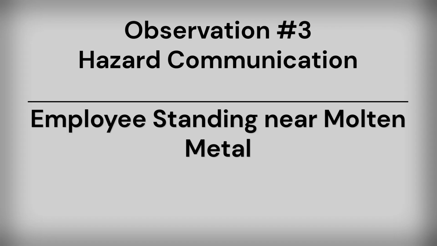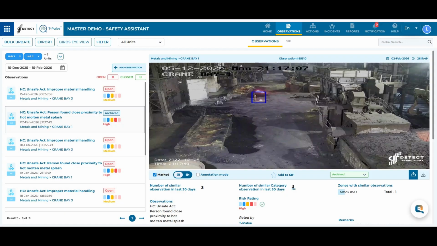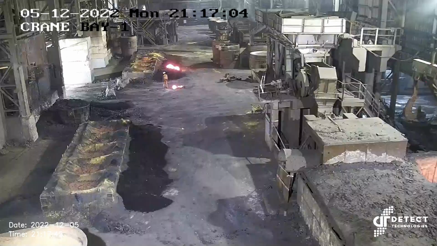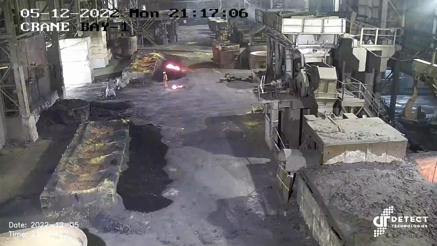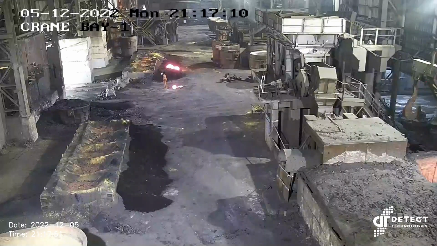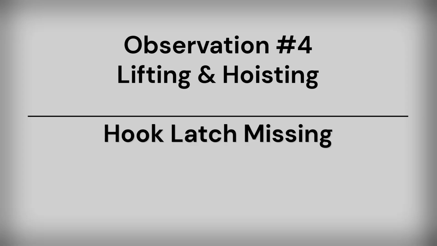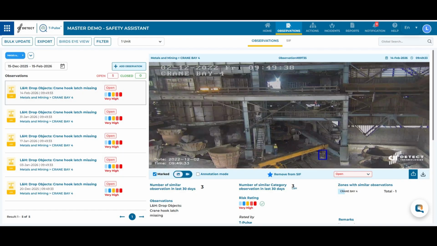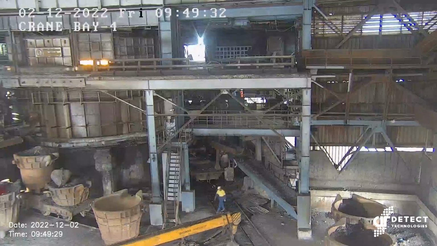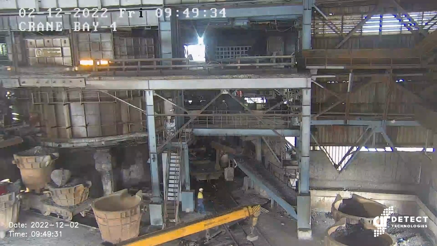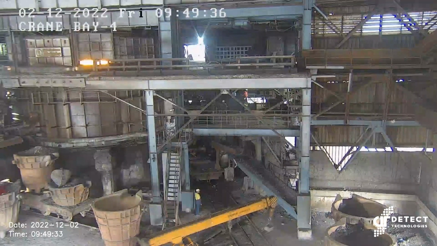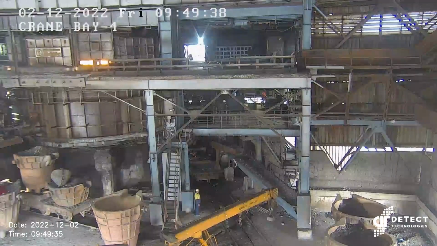Observation number 3. Hazard communication. Employee near molten metal. In this observation, the employee is standing near molten metal with his back turned to the hazard. Additionally, the material is uncontained in the middle of the work area. Observation number 4. Lifting and hoisting. Hook latch missing. In this observation, the boom lift is transporting material without the required latch on the lifting hook. Given the uneven terrain, the material could potentially eject from the open hook.